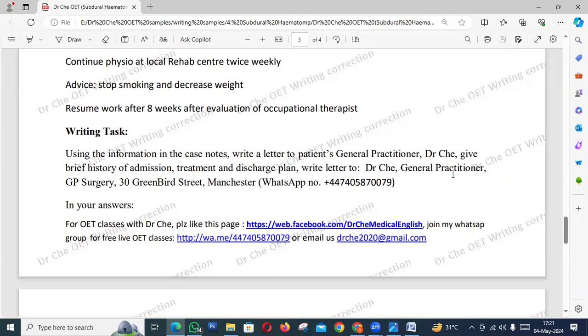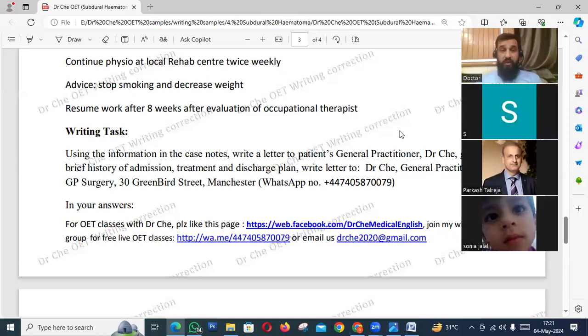So what I can understand without reading the case notes is that this is a discharge letter. Yes or not? Yes, sir. Number one, this is a discharge letter. Number two, I am writing back to the patient's GP. These two things I can get from the writing task.